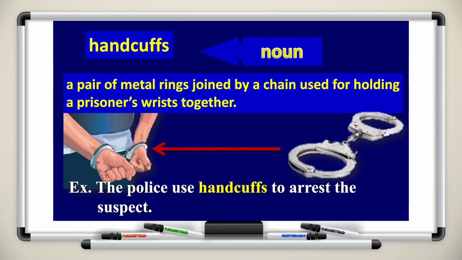Now, look at the picture. You've seen this before. Handcuffs. Handcuffs is a noun. It's a pair of metal rings joined by a chain used to hold your wrist together or a prisoner's wrist together. Example, the police uses handcuffs to arrest the suspect.